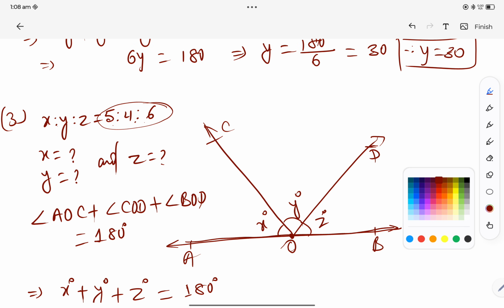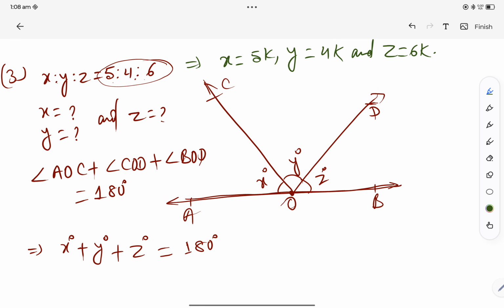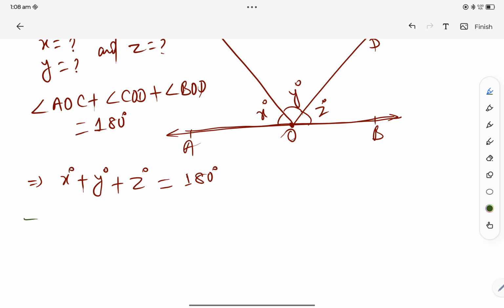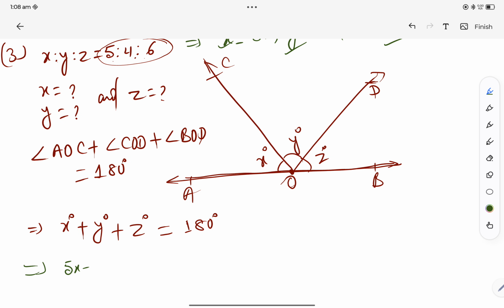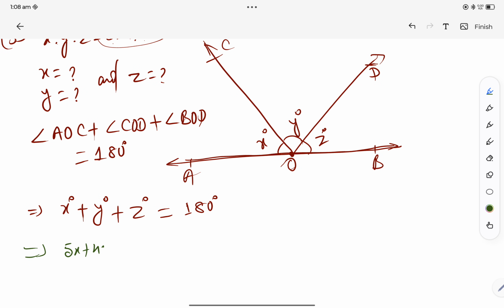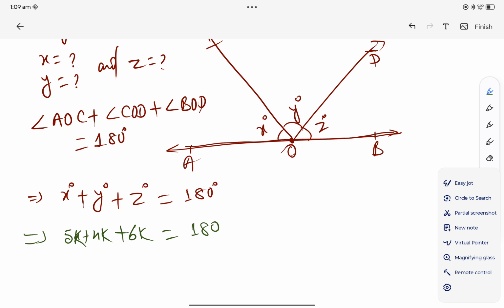So we can write it as x is equal to 5k, y is equal to 4k, and z is equal to 6k. So let us substitute the value of x, y, and z in this equation. So we have x is equal to 5k, y is equal to 4k, plus z is equal to 6k, and the sum is 180 degrees.